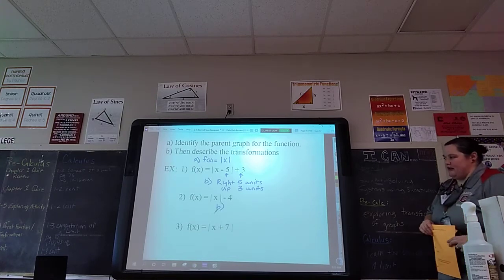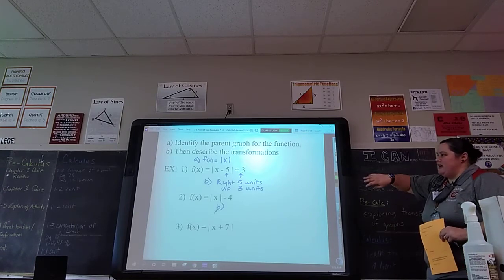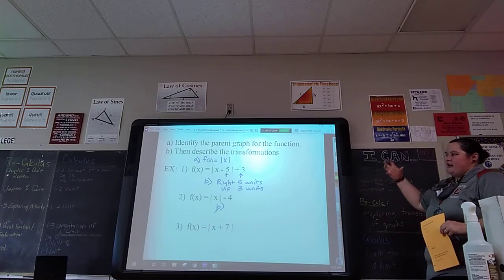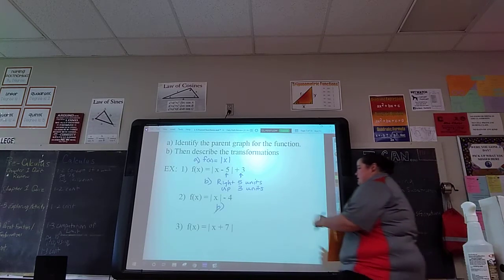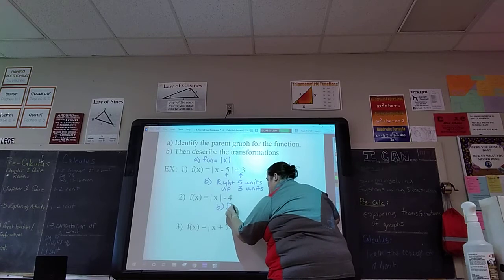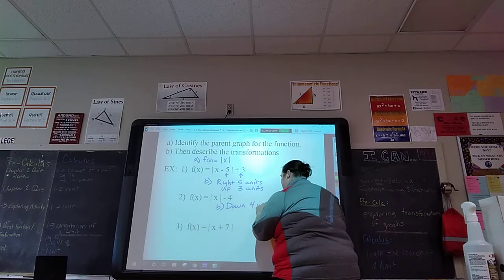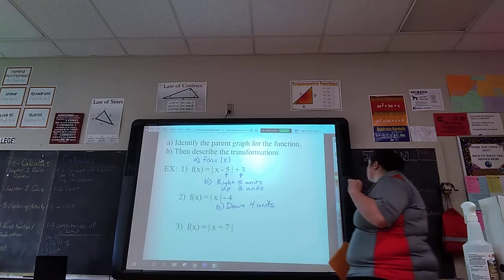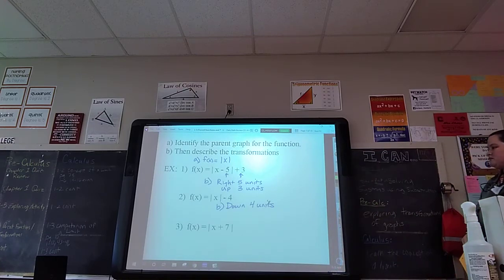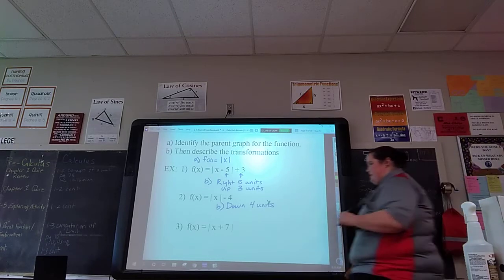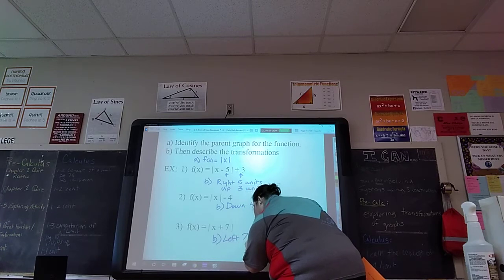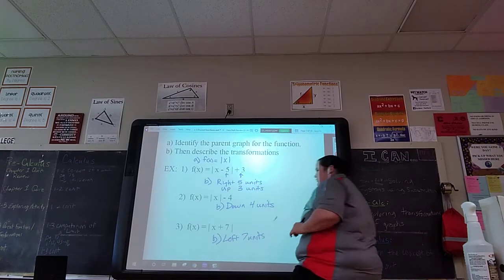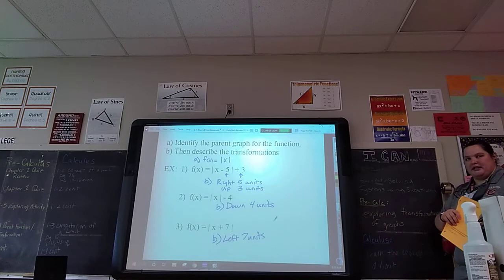Down 4. Yep. So notice the 4 is outside of the function. That's really how you can tell whether it's h or k. So if it's inside, it's h. If it's outside, it's k. So k moves it up or down. This is negative. It moves it down 4 units. And then what about that last one? Left 7 units. Yep. Make sense?